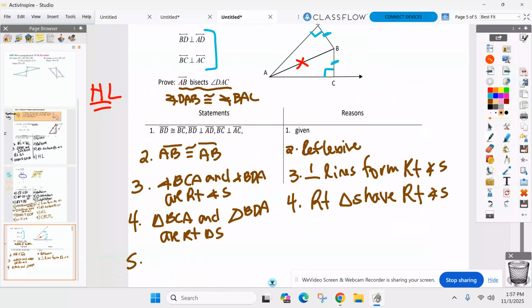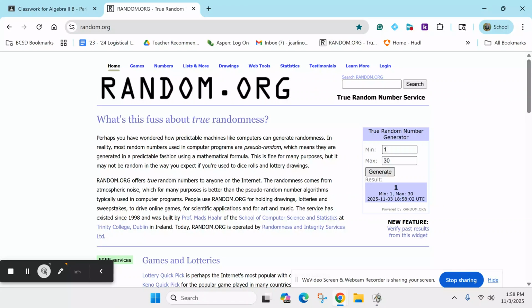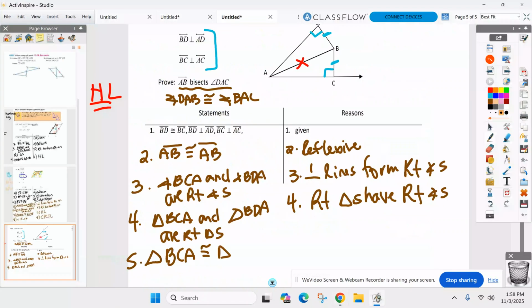Triangle. Good, look at that. We go BCA. What are you naming the other triangle with if we go BCA? Zane? BDA. All right. Thank you.